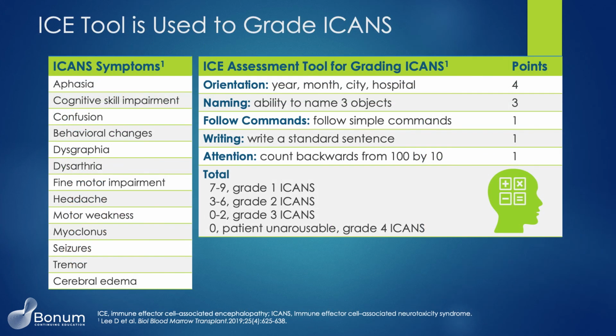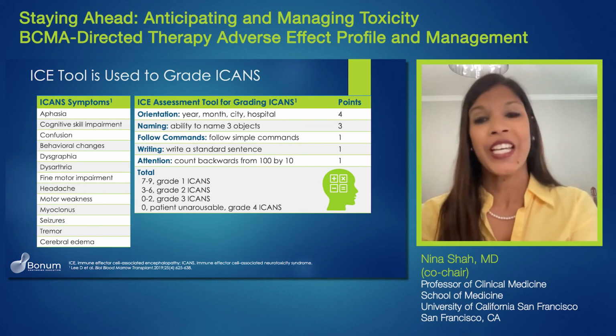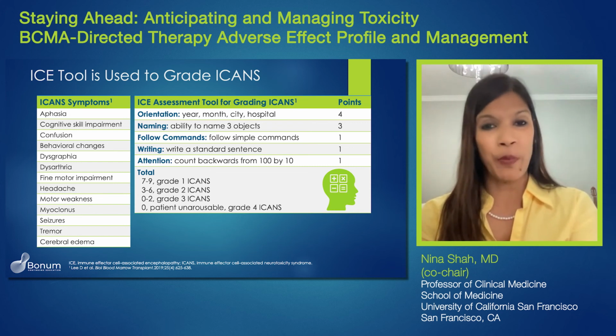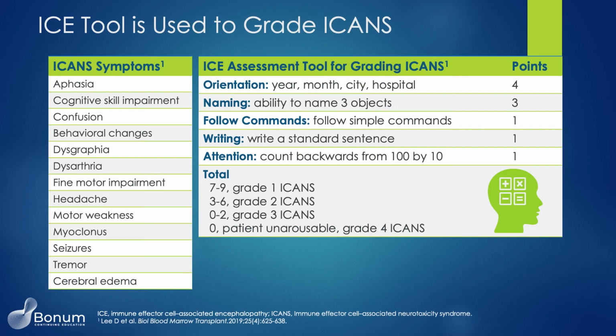So when we think about using a tool in general to grade ICANS, we have the ICE tool. This ICE tool I actually find very useful and I think very pertinent to what's going on with CAR T-cell therapy, because it is this inflammatory reaction which causes something different than you would think of as general neurotoxicity. It really is this confusion, difficulty concentrating, difficulty writing and recollecting. And that is very well assessed by this ICE tool, which looks at orientation, naming, the ability to follow commands, writing, and attention.